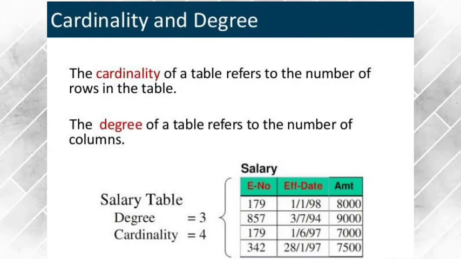Let us see with an example here. You can see that I have taken a salary table where there are 3 fields: employee number, effective date and amount. In these 3 fields there are 3 columns, and the columns determine the degree of the table, so the degree will be 3. Now you can see that there are 4 records of the employees. So there are 4 rows or 4 tuples in the table, which is the cardinality. Cardinality refers to the number of rows or tuples.